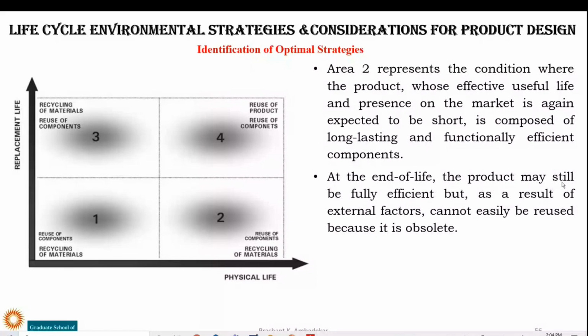At the end of life, the product may still be fully efficient. See, end of the life. Which end of the life? Replacement life. The product is still fully efficient, but as a result of external factors, cannot easily be reused because it is obsolete.